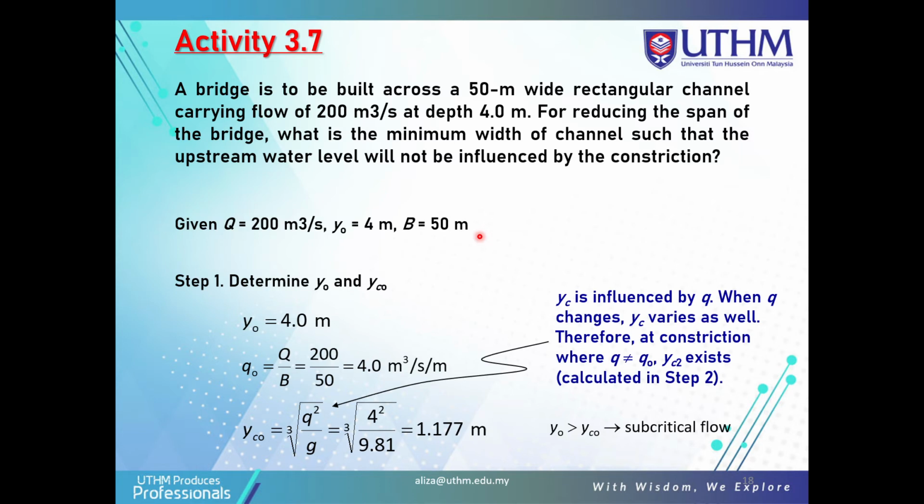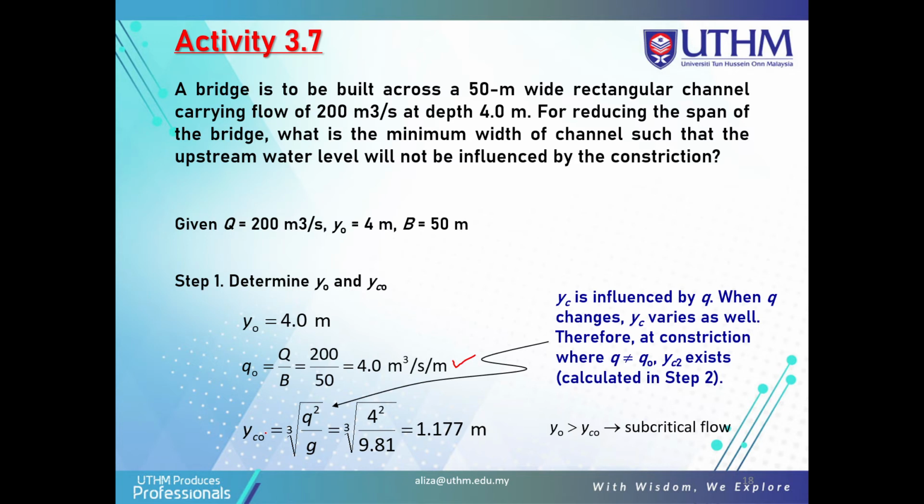Okay, so determine Y naught and YC naught, to get the critical. Actually, YC naught is the critical depth at constriction. Y naught, we know, is 4 meter. To get q naught at the normal, we take the discharge Q divided by B here, so we get 4 meter cube per second per meter. So you get the value here.